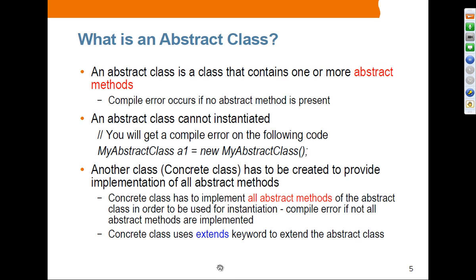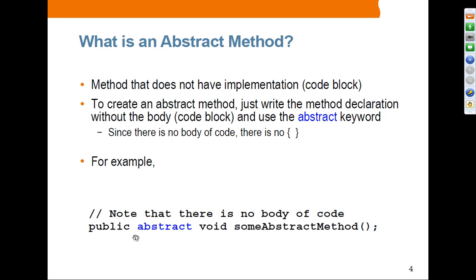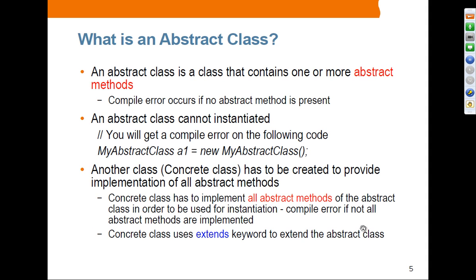Now, the abstract method is basically just defining the name of the method and a set of parameters, right? So there has to be another class, and we are going to call it a concrete class, which provides the implementation of all those abstract methods. So this concrete class has to implement all abstract methods. It cannot just selectively implement abstract methods. It has to implement all abstract methods of the abstract class in order to be used for instantiation.